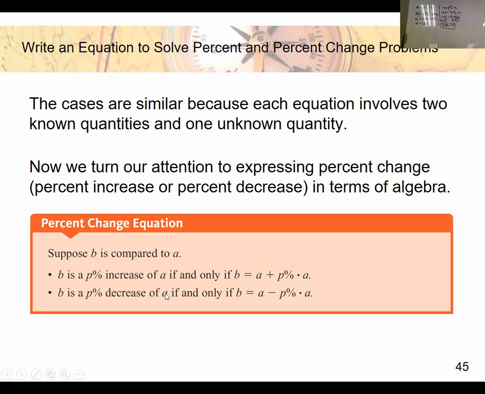And then for a percent decrease, it's the same thing, but it's going to be a minus sign. You'll do the percentage times the original amount. You'll get the amount of the decrease, and then you'll subtract that decrease from the original amount to get B. Okay. Questions on this? Okay.